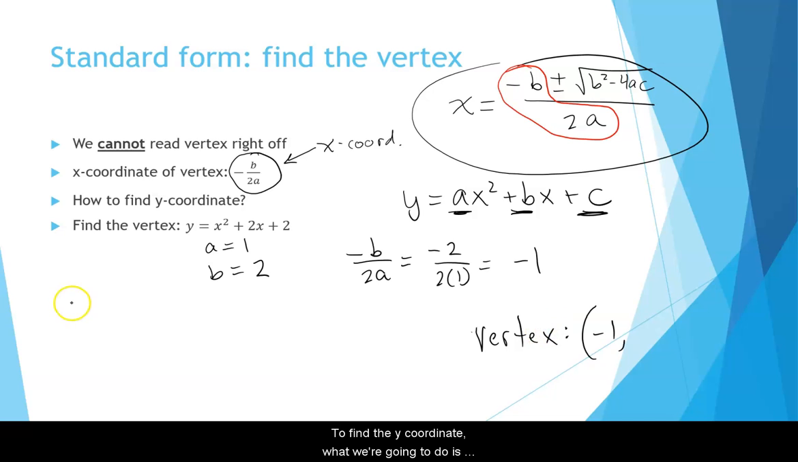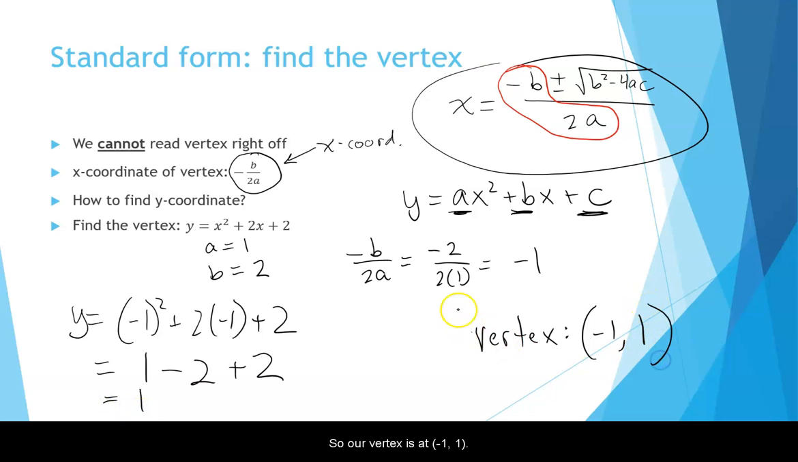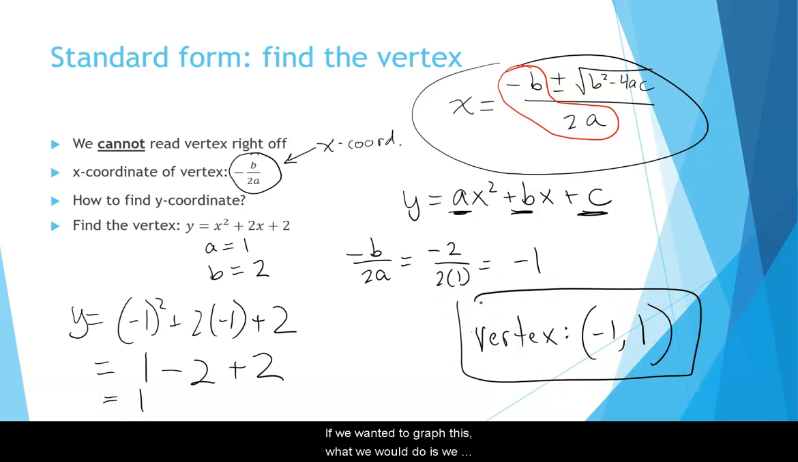To find the y-coordinate, we're going to plug in negative 1 for x. y equals negative 1 squared plus 2 times negative 1 plus 2. Negative 1 squared is positive 1, minus 2 plus 2 equals positive 1. So our vertex is at negative 1 comma 1.